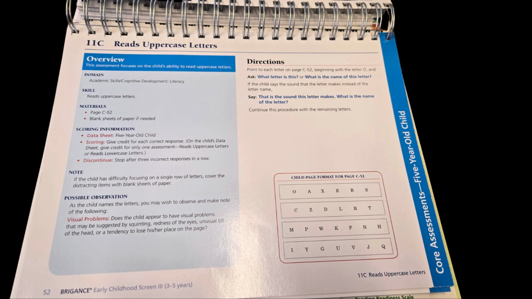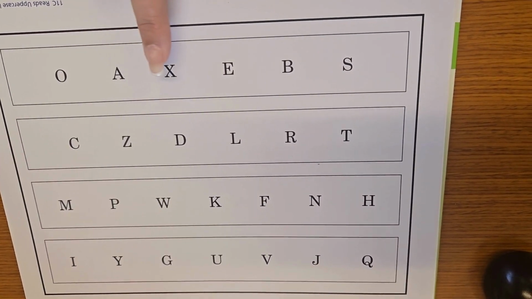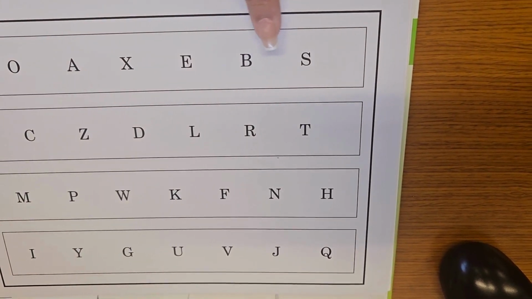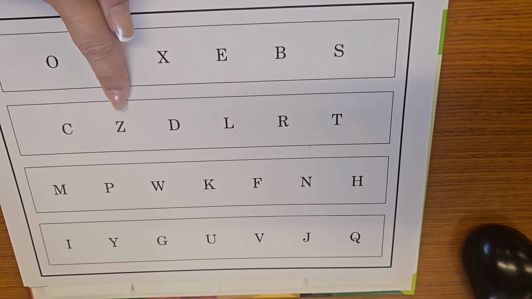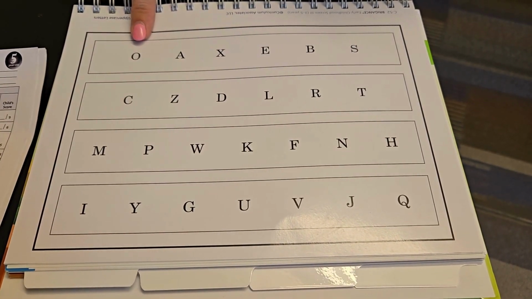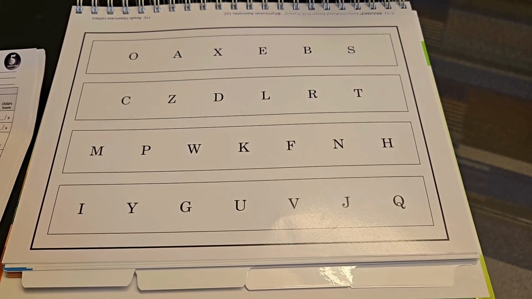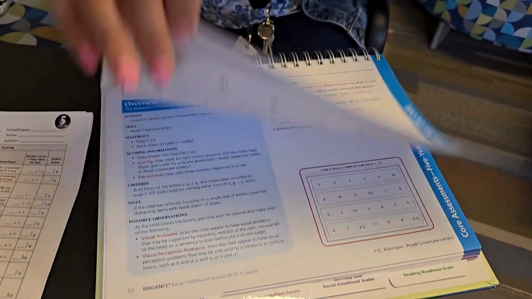For 11C, we have a few important reminders. Students will read uppercase letters. Administer these uppercase letters first. Point to each letter in your manual starting with O. If the child says the sound rather than the letter name, say, that's the sound the letter makes. What is the name? If the child has difficulty focusing on a single row of letters, cover the distracting items with blank paper. If the child does not get all of the letters correct, administer lowercase. The higher of the 2 scores will be taken.